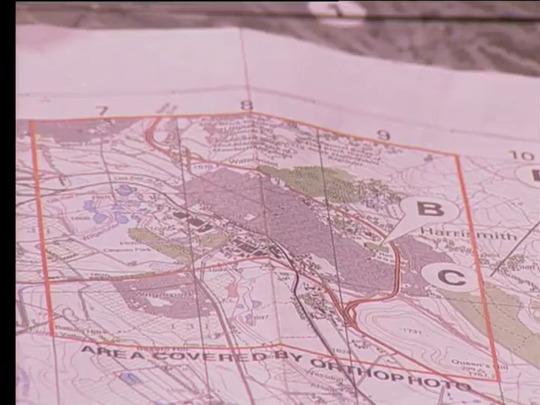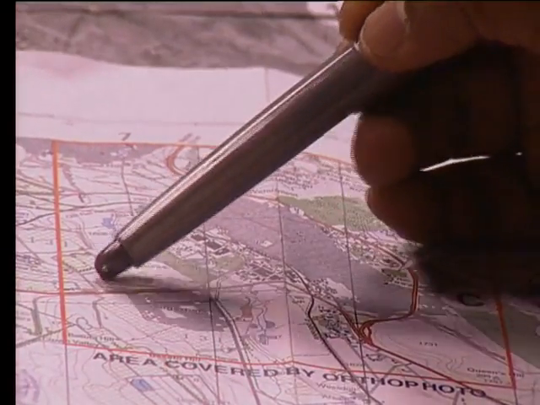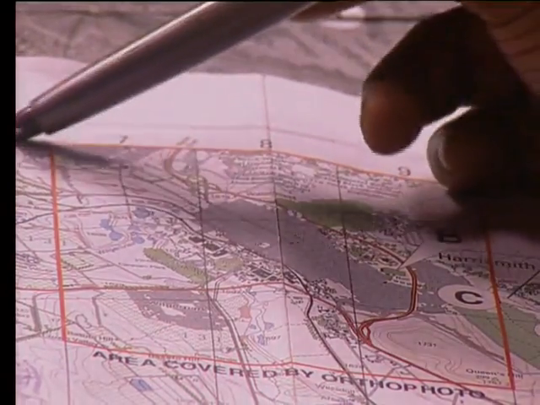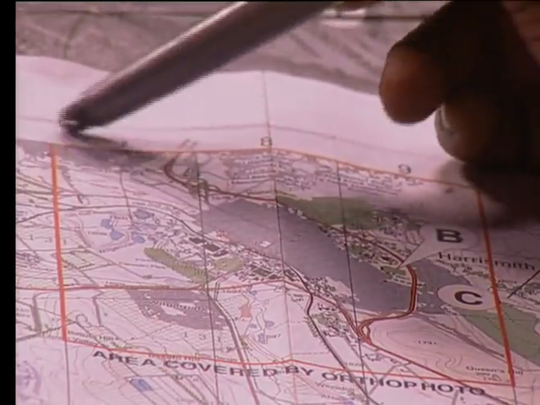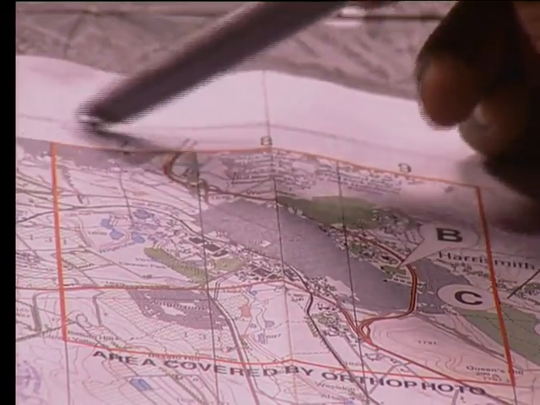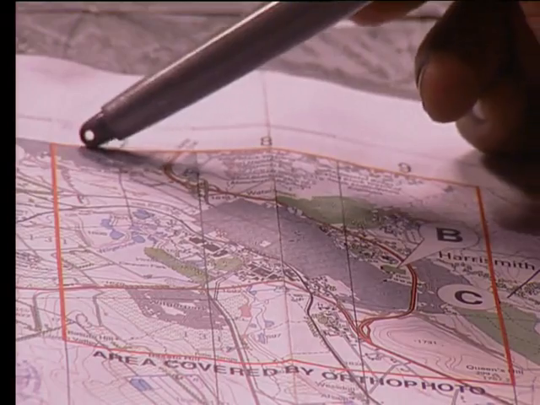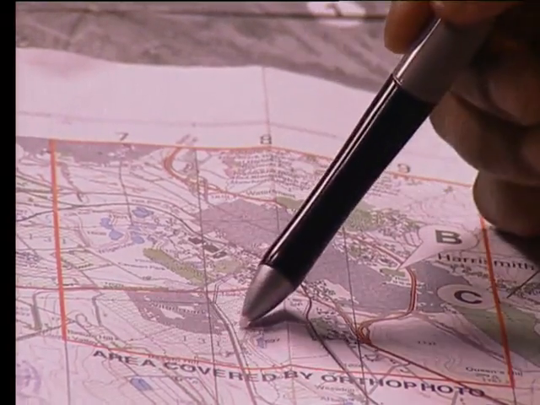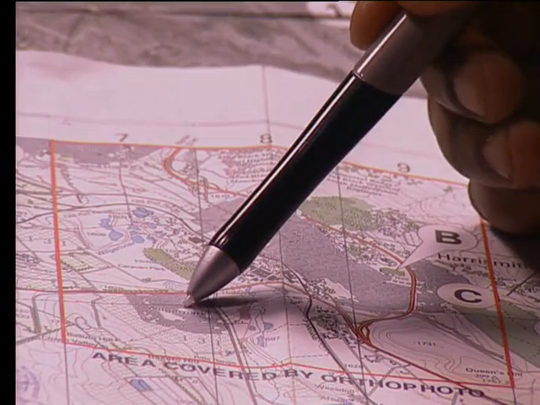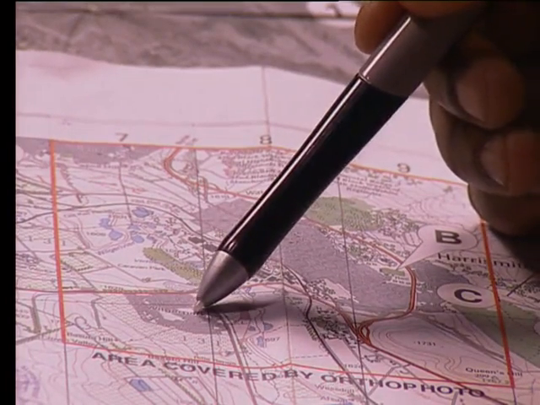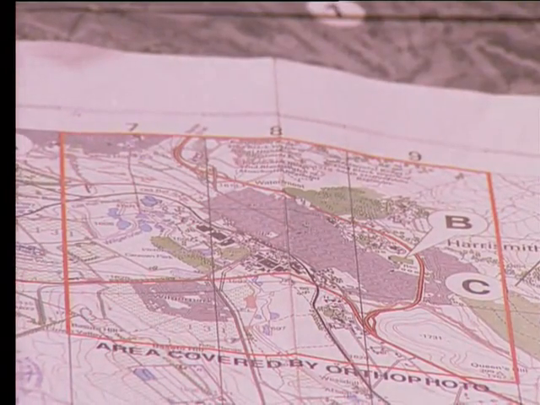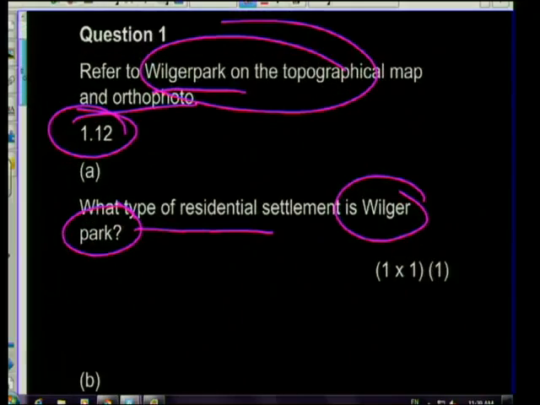In this question, we are referred to the area of Volga Park on your topographical map. Let's look at Volga Park. You'll notice that this particular area has larger plots, as opposed to the north where we've got a residential area of a low economic area because of the size of the plots. So when comparing the two, you will note that Volga Park has larger plot sizes. Because of these larger plot sizes, you will have a high economic area. Let's go to that question and answer it.